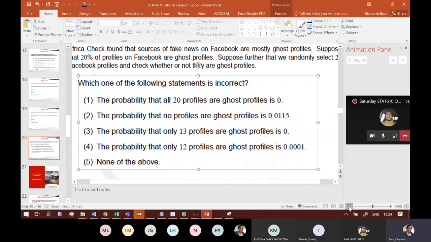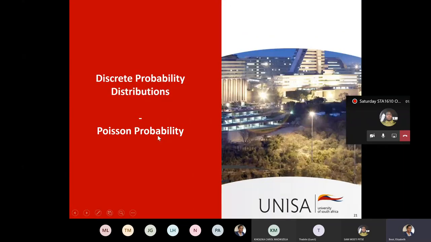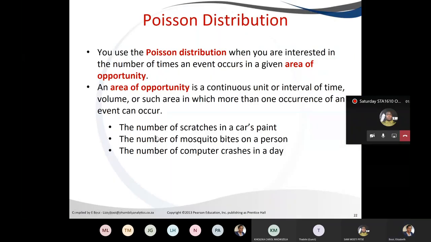So let's go into looking at Poisson distribution. Also with Poisson, the distribution gives you the area of opportunity, and that area will always come from a continuous unit of an interval, even though this is part of the discrete distribution. The discrete variable will produce a continuous value of some sort because we use an average.